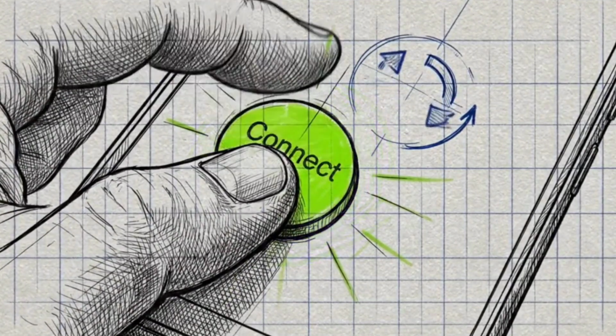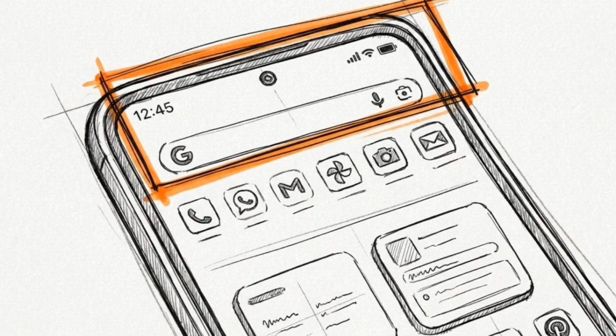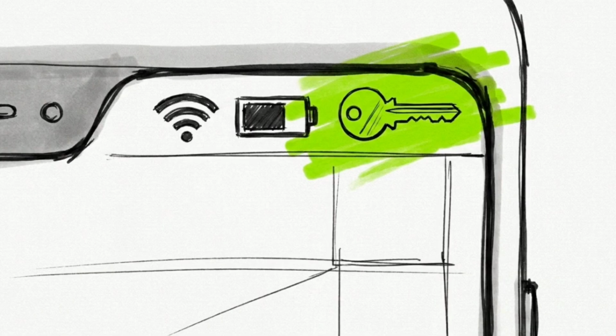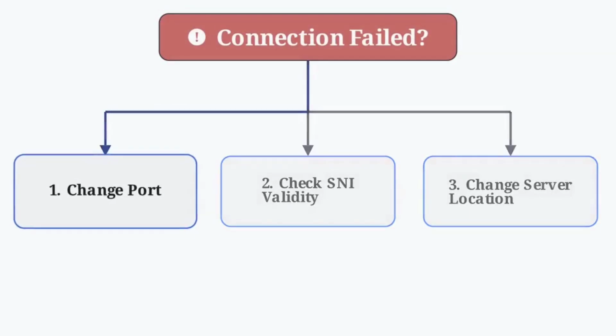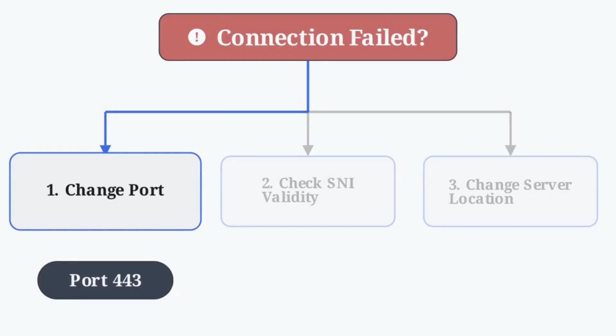To confirm you are connected, check your Android status bar. You should see a VPN status icon, which confirms the tunnel is active and secure. If the connection does not establish, refer to this diagnostic chart. Your first troubleshooting step is to change the port number from 443 to 80 and try again.